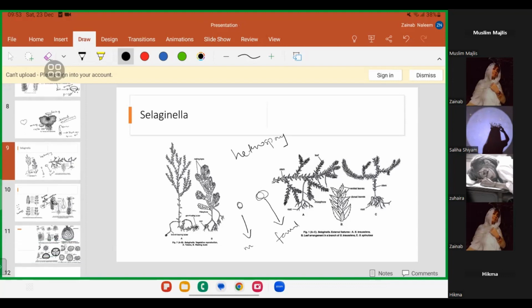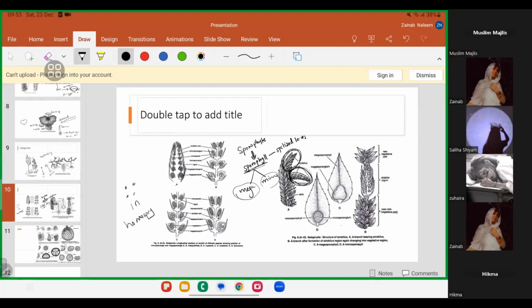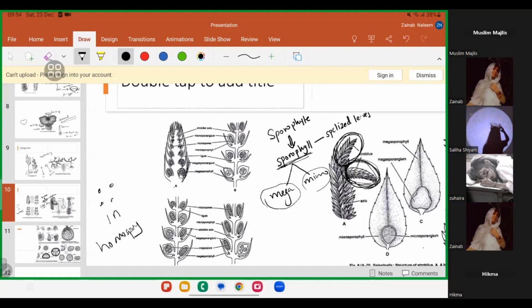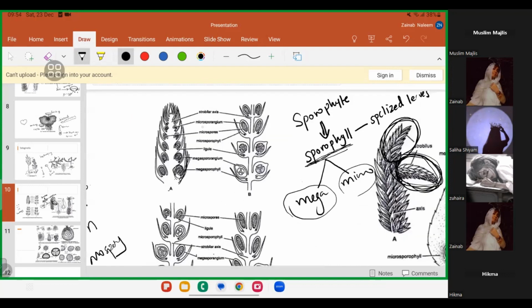So that's why this is the sporophyte. The sporophyte is covered on the leaf in the strobilus. If you cut the strobilus in half, longitudinally, you'll see these structures. In these structures, you have the microsporangia and the megasporangia. Those two are covered by the respective sporophylls. What do you mean by sporophyll? It's a specialized leaf. So the megasporophyll and the microsporophyll cover them.